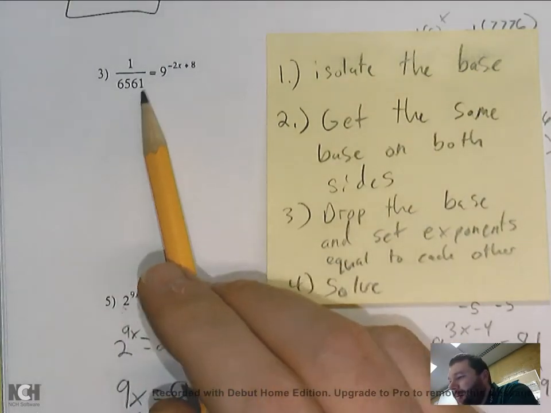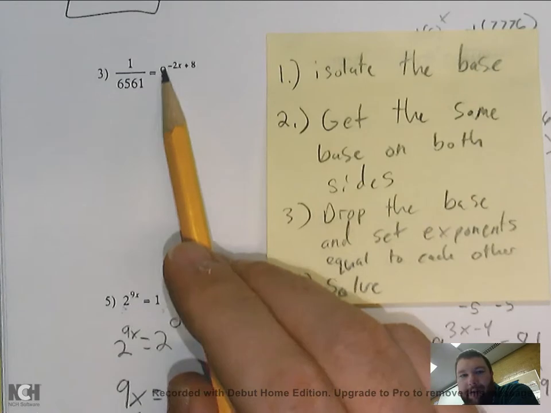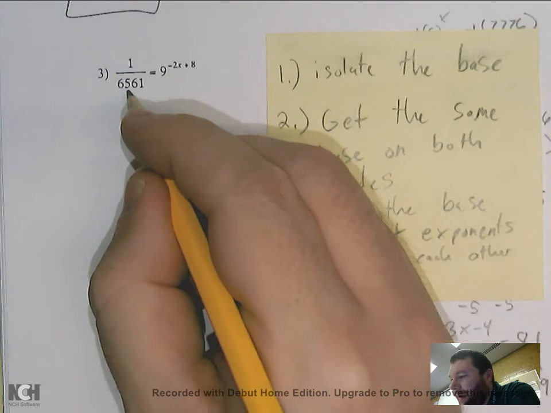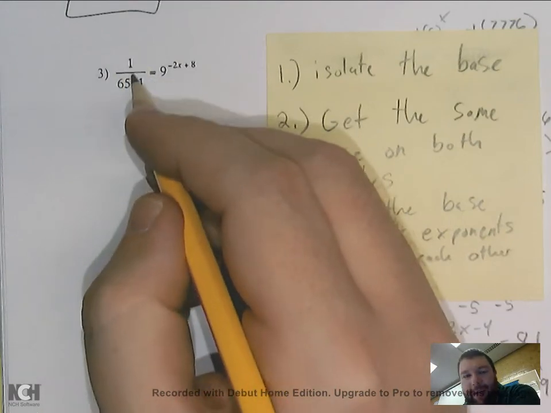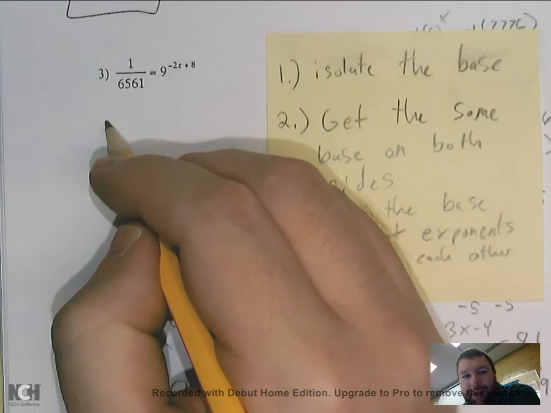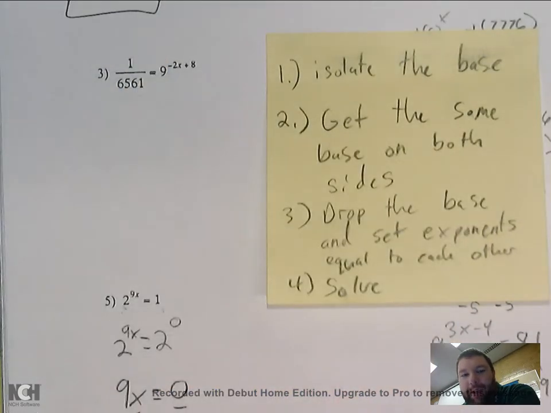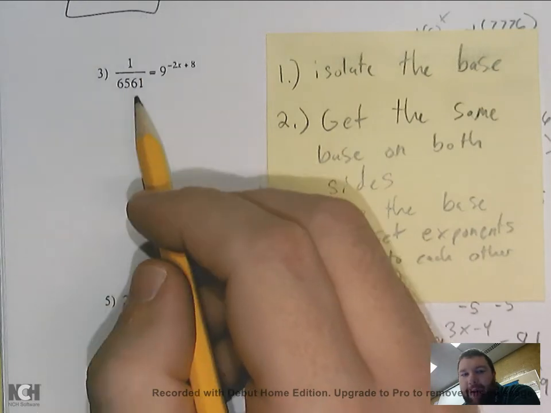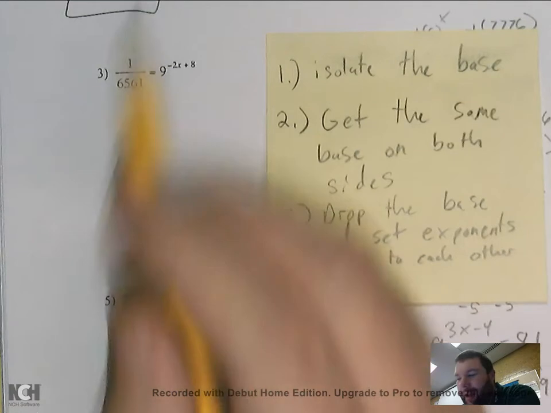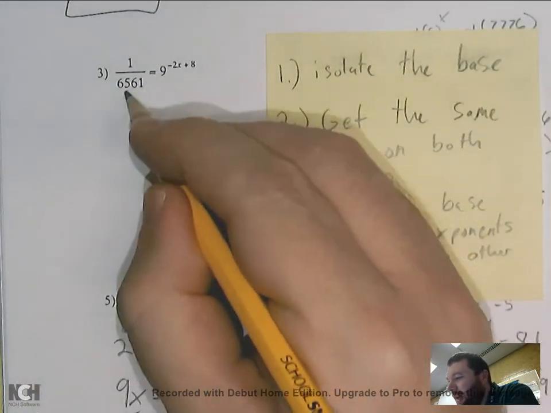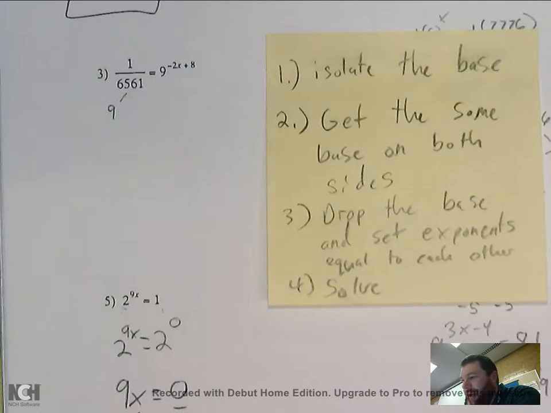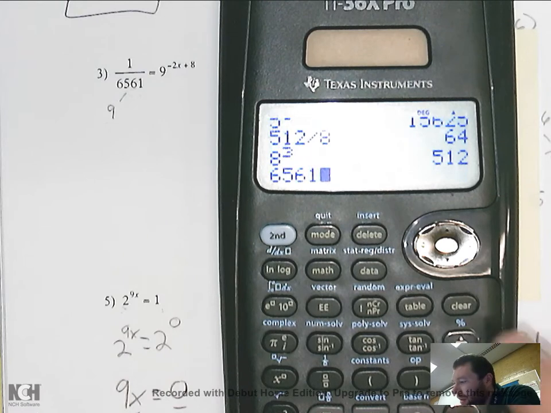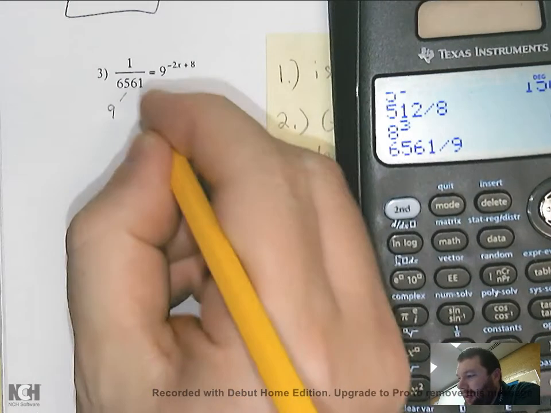So looking at this problem number 3, I want to get this left side to a base of 9, right? So I have to see how many times 9 goes into 6,561. Now when it's a fraction like this, we're going to break it down to a base first before we worry about moving it upstairs. That's the best advice I can give you. A lot of students try to move it up first and then break it down. Don't do that. Break it down first, then move it. So we're going to break it down by dividing by 9. And we're going to see how many times 9 goes into 6,561. So divide by 9, and you get 729.